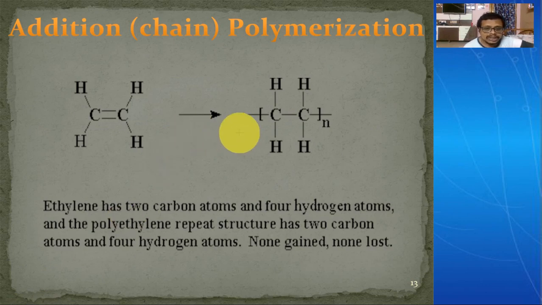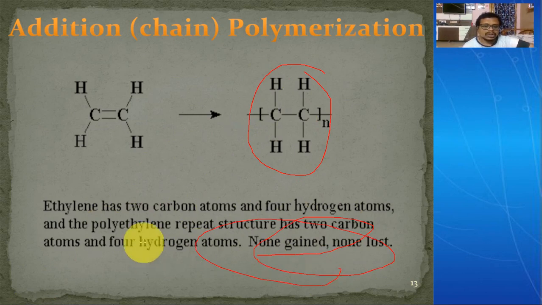See, this is an example I showed. Ethylene has 2 carbon atoms and 4 hydrogen atoms, and polyethylene is a repeating structure. So there is no chance of losing any molecule. That means the polymer has a multiple of 2. How many carbons will be there? The number of carbons in the polymer is 2 into n. There is no chance of removing hydrogen. Similarly, 4n hydrogens will be there.